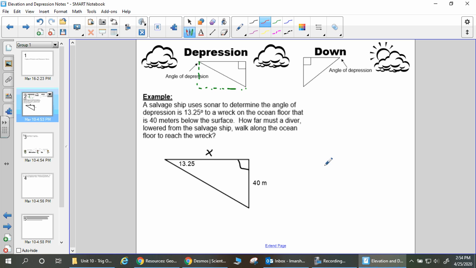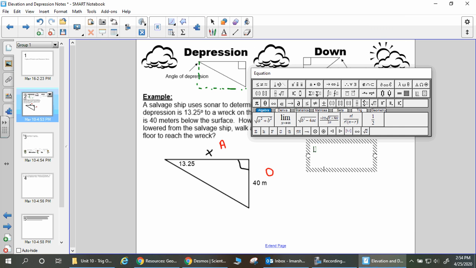And so at this point, this now turns into a problem just like our previous videos, that now I can go about labeling my sides and solving. So here's my right angle, across the way is the hypotenuse, which is empty. My 13.25, this would be my opposite side. This is going to be my adjacent side. And opposite and adjacent tells me that I need to use tangent. So the tangent of 13.25 equals opposite over adjacent. And so once again, you can multiply both sides by x.